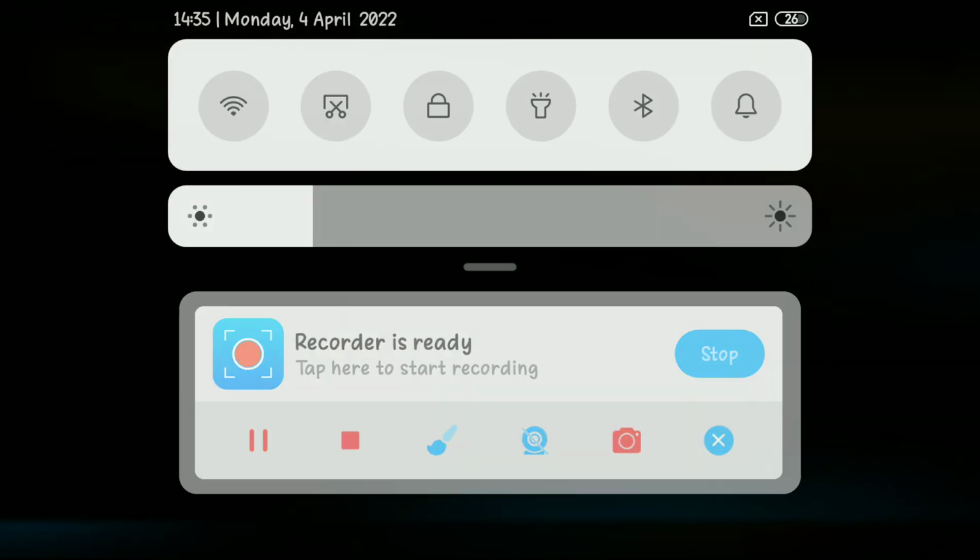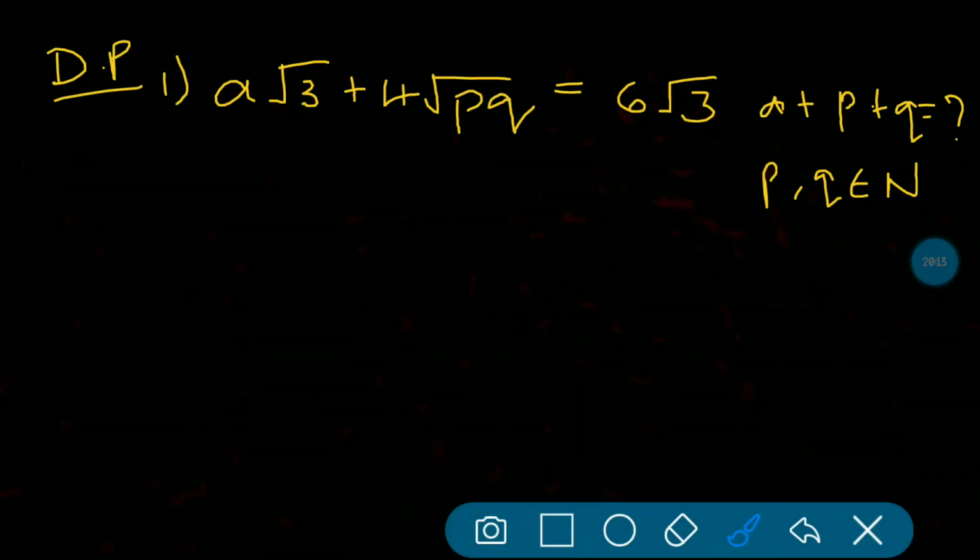And the last question of diamond package, we'll look at it now. So diamond package is only one question. Let's solve it. If a root 3 plus 4 root over p multiplied by q is equal to 6 root 3, and p, q belong to natural numbers, then a plus p plus q is what? Now this question looks very complicated, but it is the easiest question in all the bits.